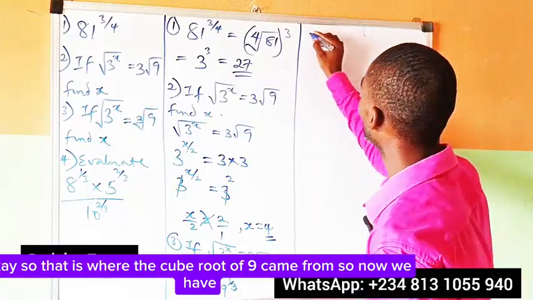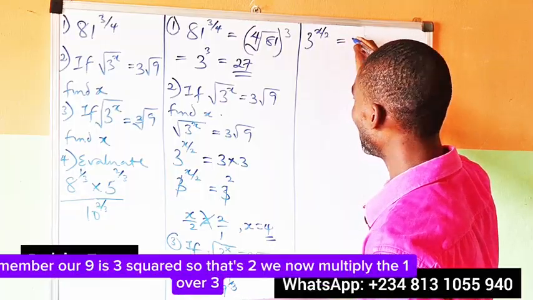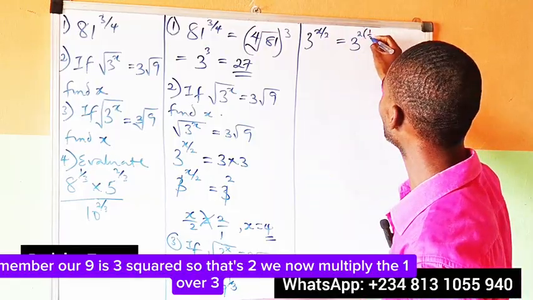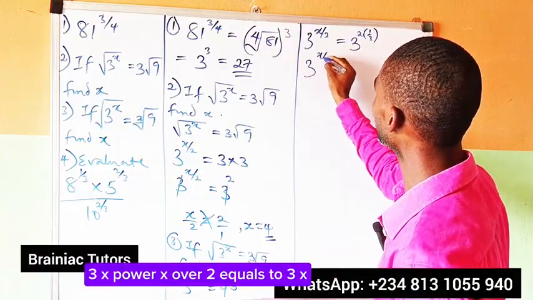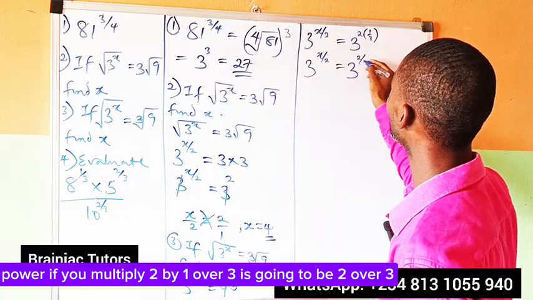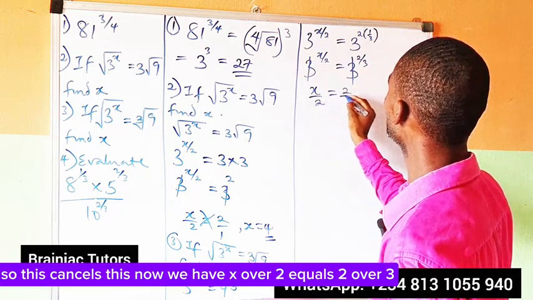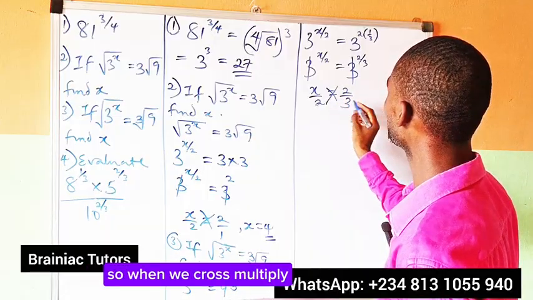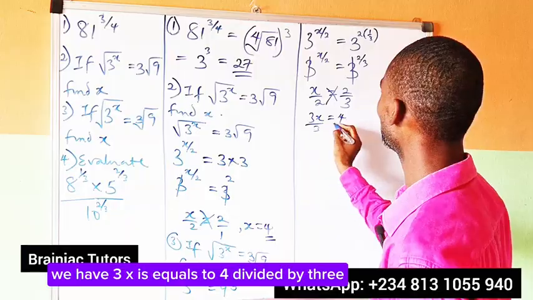So now we have 3 raised to power x over 2 equals, remember our 9 is 3 squared. So that 2 will now multiply the 1 over 3. So now we are going to have 3 raised to power x over 2 equals 3 raised to power, if you multiply 2 by 1 over 3, it's going to be 2 over 3. So this cancels this. Now we have x over 2 equals 2 over 3. And then we can cross multiply. So when we cross multiply, we have 3x equals 4. Divide both sides by 3.